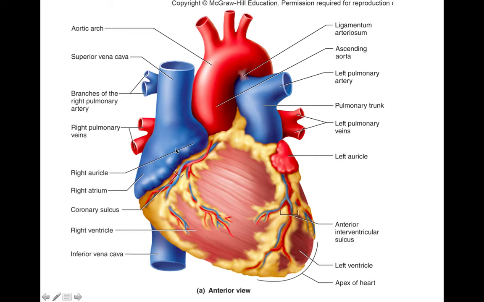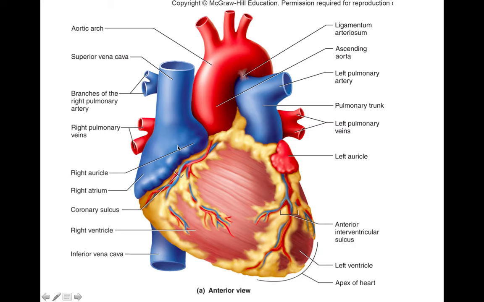So an atrium is one of the chambers on the inside of the heart. And you can see this auricle, this kind of flap that's on the exterior of the heart that sits on top of each atrium. So you can see the right auricle right here. It sits on top of the right atrium. And then you can see a little bit of the left auricle over here that sits over the left atrium. These terms are not synonymous, so just be careful and watch out for that.